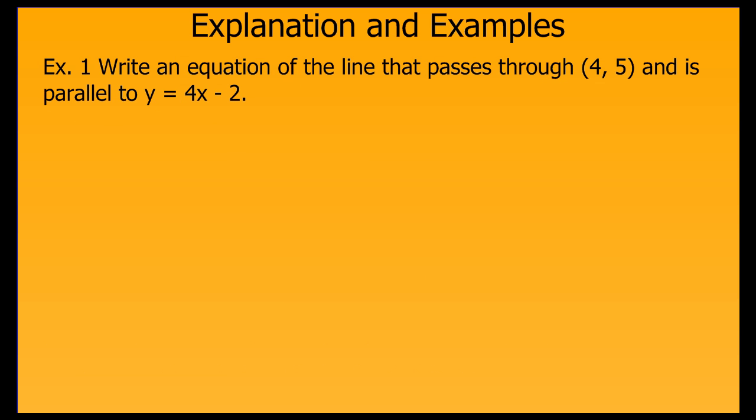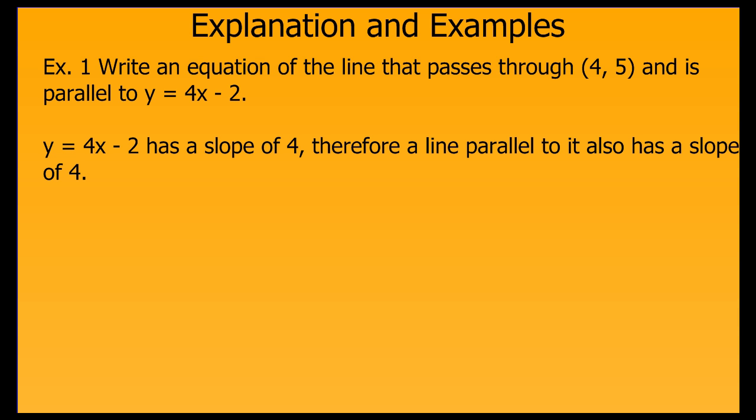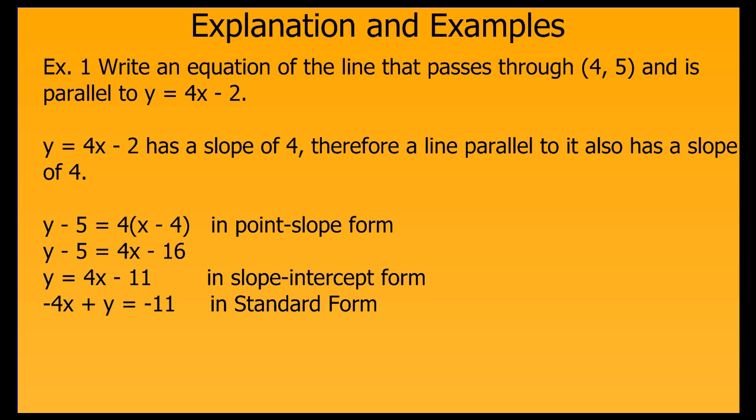Let's look at some examples. We want to write an equation for the line that passes through the point (4, 5) and is parallel to the line y = 4x - 2. Since y = 4x - 2 is in slope-intercept form, we see that the slope of that line is 4. Since our line needs to be parallel to that line, our line also has to have a slope of 4. So now we use point-slope form and substitute in our point (4, 5) and our slope 4. We can stop there, but if we want to get this into slope-intercept form or standard form, we can.